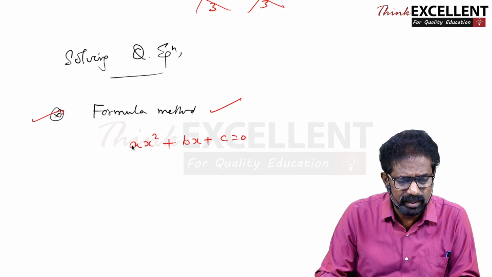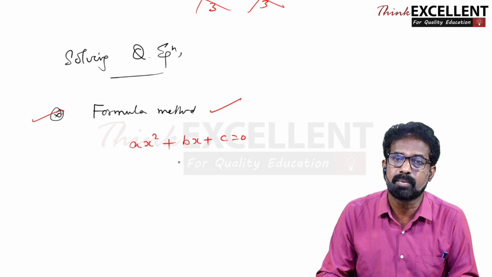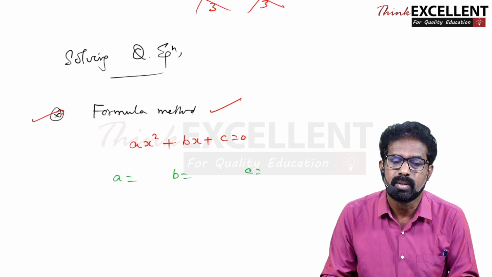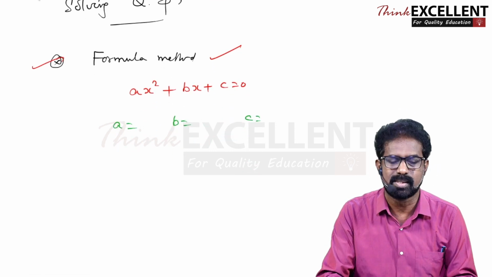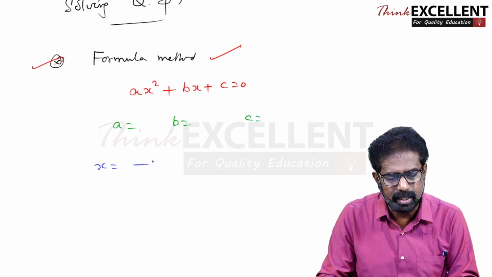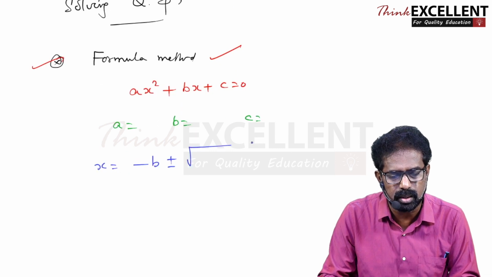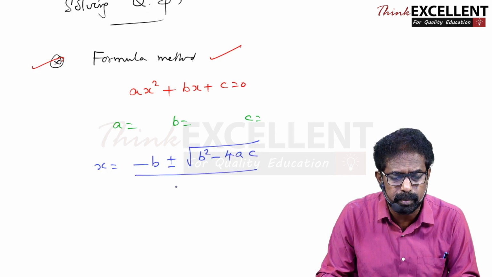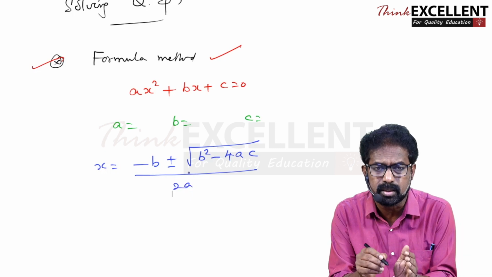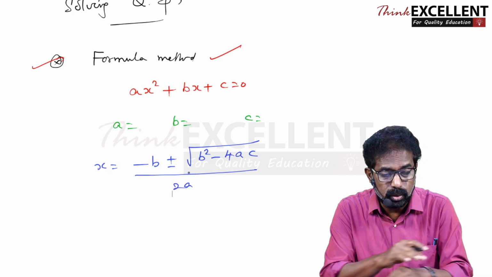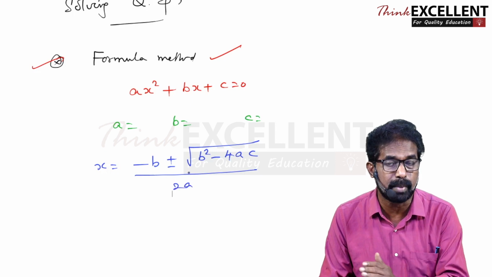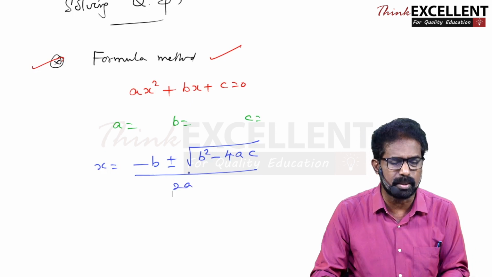So formula method, first you write the question in the correct order, identify the values of a, b and c, then the formula is x equal to minus b plus or minus root of b square minus 4ac, the whole divided by 2a. Sometimes we write only for the second term. No, the whole divided by 2a. Please write 2-3 times and practice.